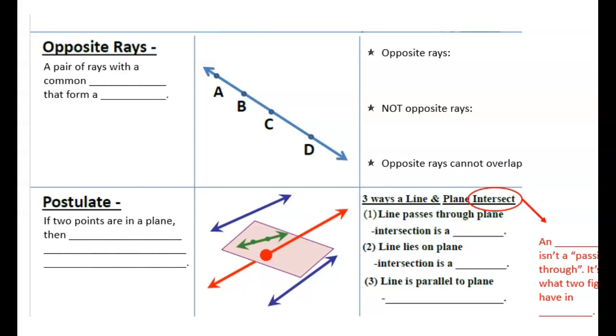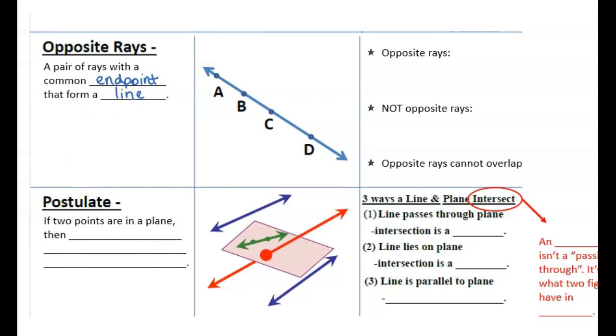Okay. So we've got one more term, and then we're going to start talking about some postulates. The last term is opposite rays. It's kind of a confusing term whenever you start seeing it in your assignments. So make sure you refer back to these notes and the definition when you start seeing opposite rays. So opposite rays is a pair of rays with a common endpoint, and together they form a line.